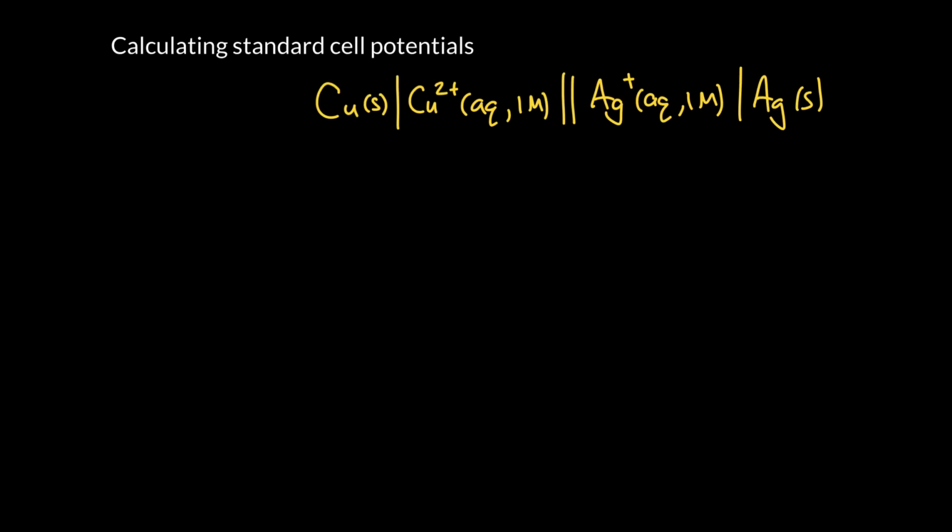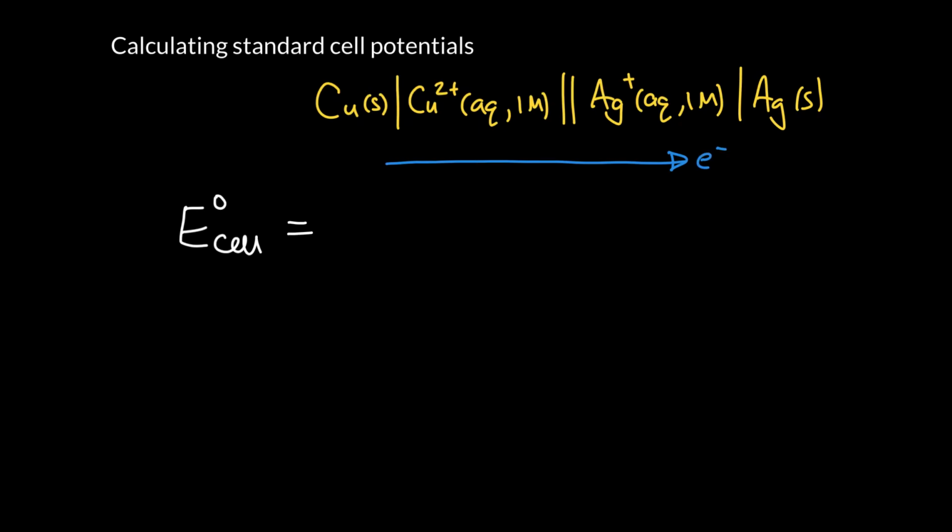Now we can measure the cell voltage here, so E cell. In fact, because we're under standard conditions, our solids are pure and our solutes are at 1 mole per liter, we can write E cell standard here. All right, how are we going to do this? Well, it turns out we can think about it as the electrons being pulled towards the right-hand side, away from the left-hand side. So the flow of electrons, if you like, is going from left to right.